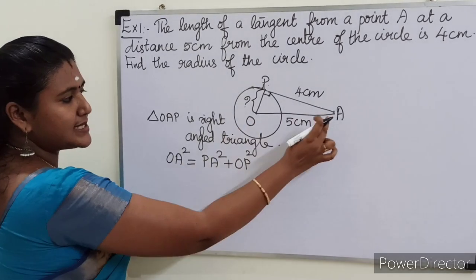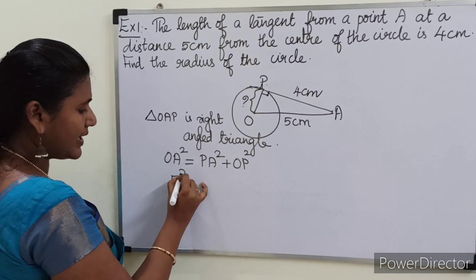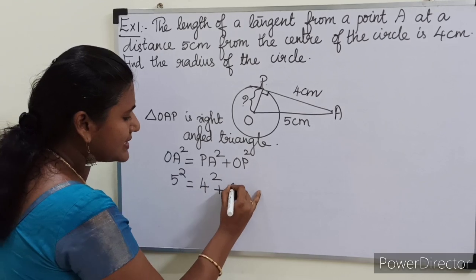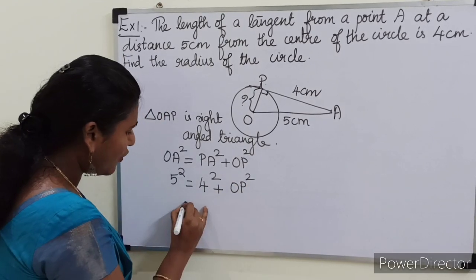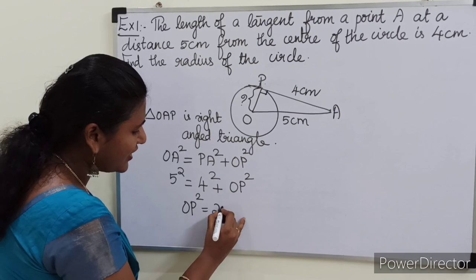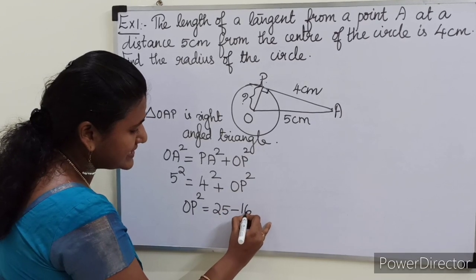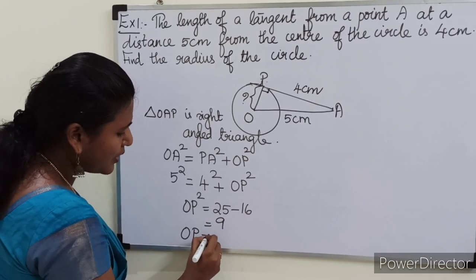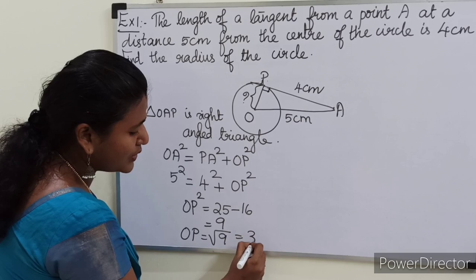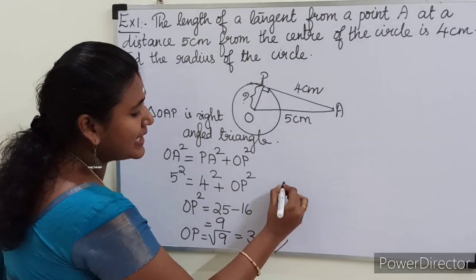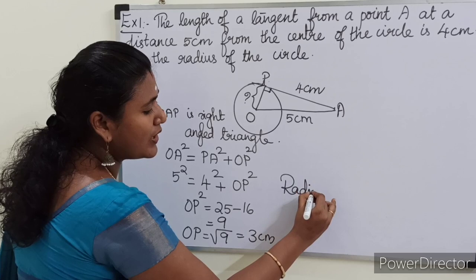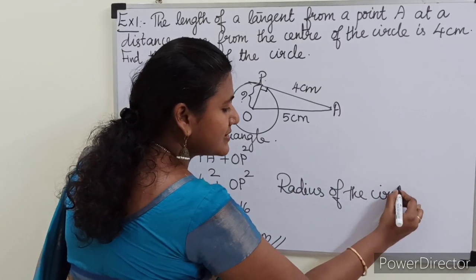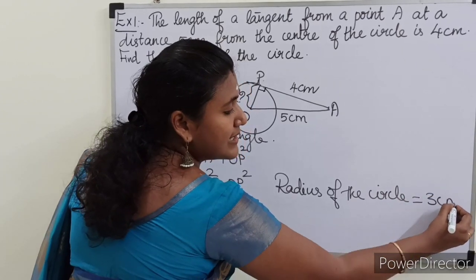So here OA is given as 5. So 5 square is equal to PA, which is given as 4, so 4 square plus OP square. That is OP square is equal to 25 minus 4 square, that is 16, which is equal to 9. Therefore OP is equal to root of 9, which is 3 cm. So we got the radius of the circle. Therefore the radius of the circle is equal to 3 cm.